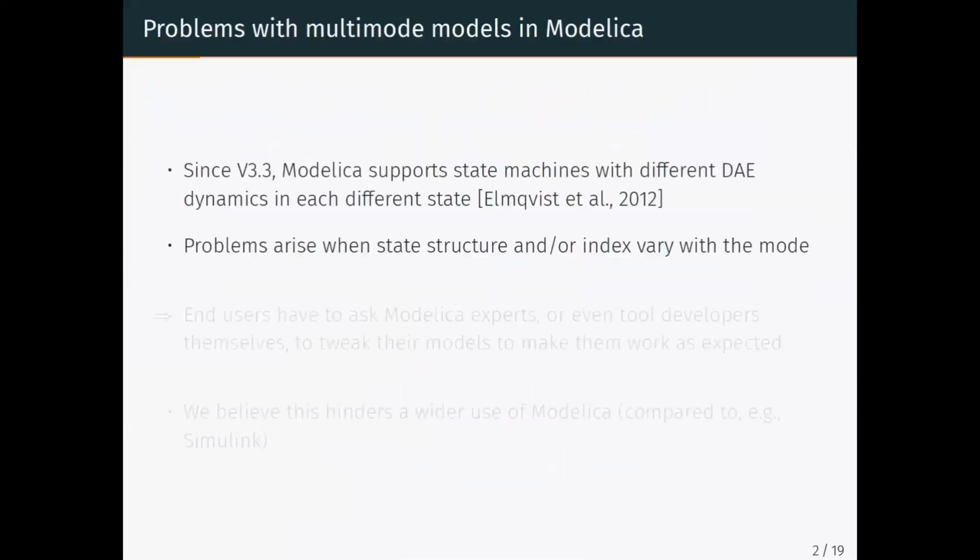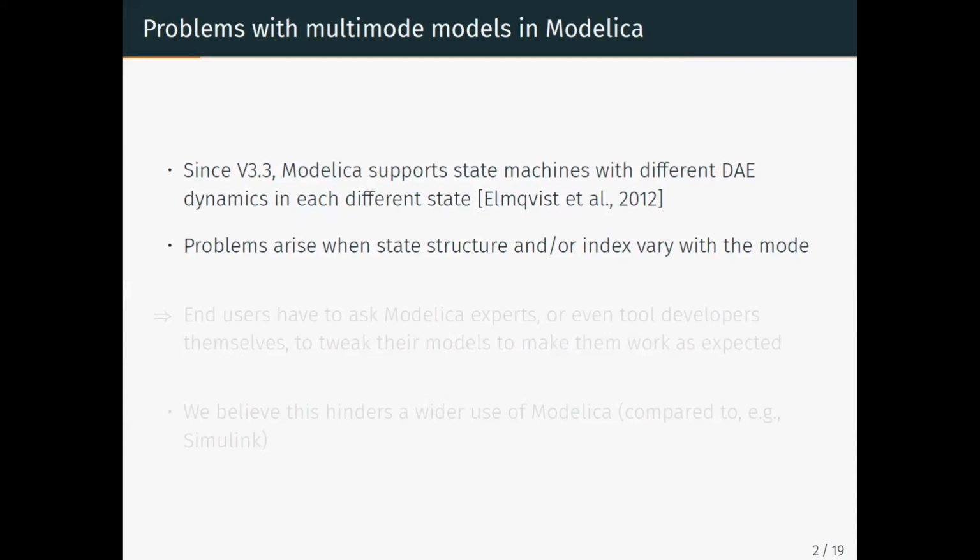Since 2012, the Modelica language makes it possible to design multimode models, where each mode is described by a different system of differential algebraic equations. This is a very valuable feature for industrial model designers. Unfortunately, it has also been the source of a lot of difficulties with Modelica tools ever since. Some meaningful models are not handled well by tools such as Modelica or Daimler. Division by zero exceptions occur during numerical simulations, in situations where the model itself is not at fault.